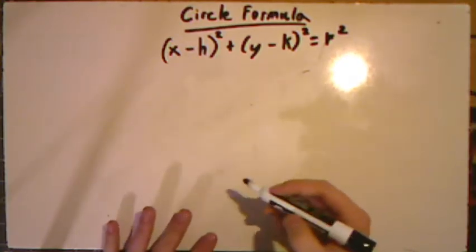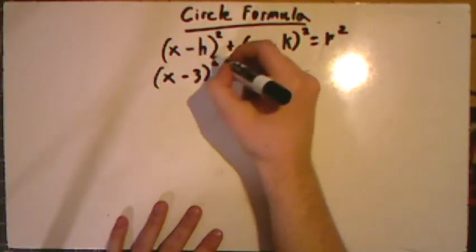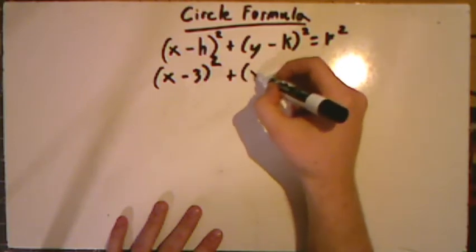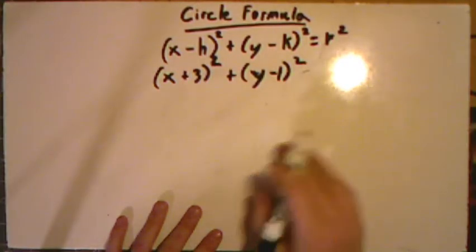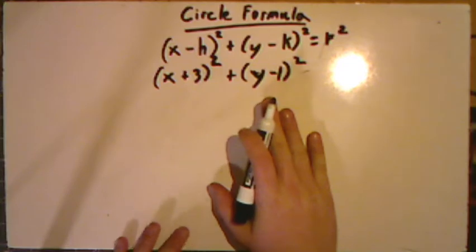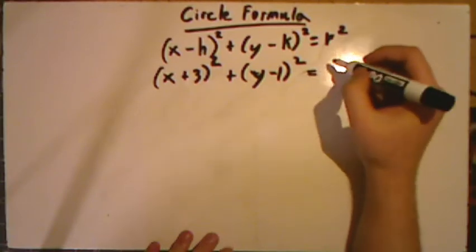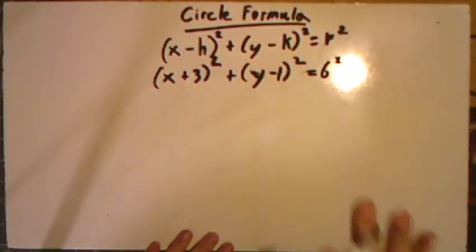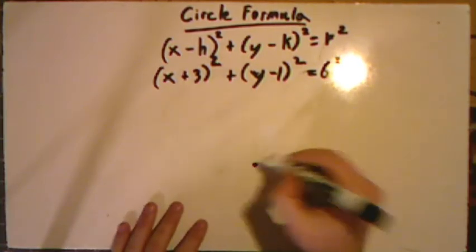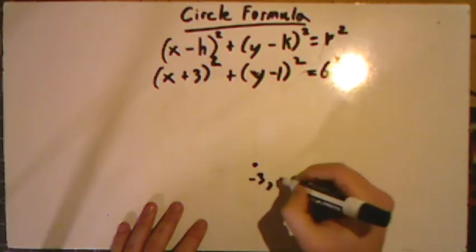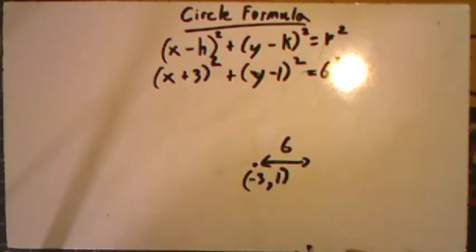Let's say that we're given a circle formula, x minus 3 squared plus y minus 1 squared. Make that a plus. This is the formula that we have inside of the slides that we're going to be working with. Now, this is equal to 6 squared. Now, right off the bat, what we should know is that this is a circle. Its center point is at coordinate -3, 1, and the radius is 6.